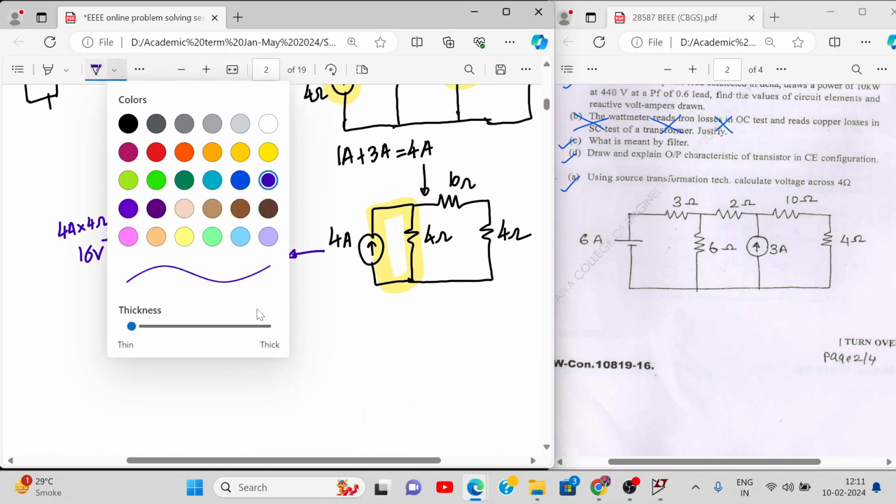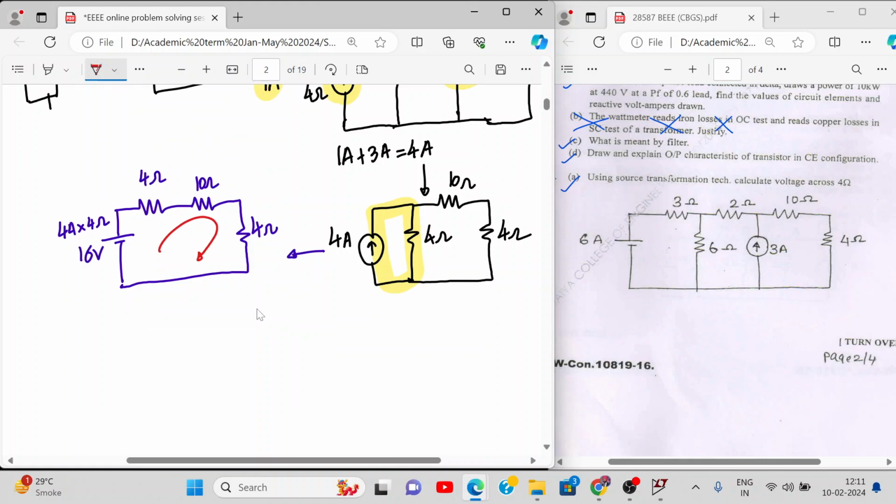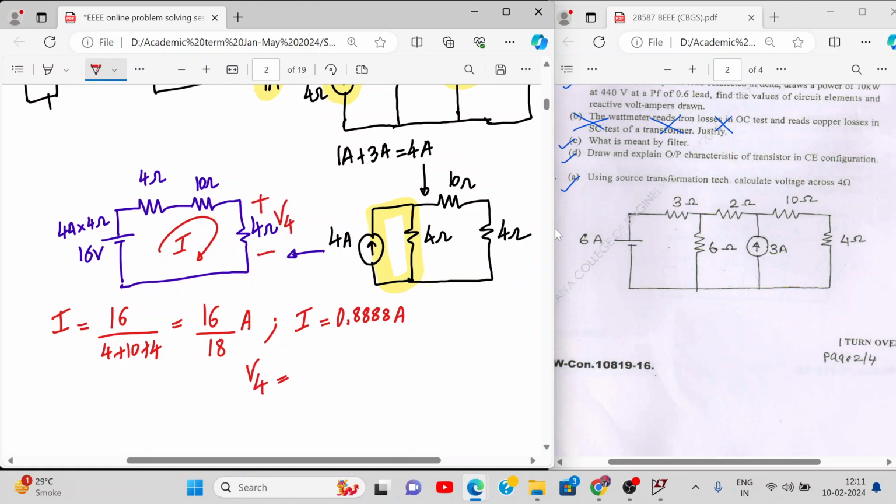Now in this circuit, can I calculate the current in this loop? I, what will be I? 16 divided by 4 plus 10 plus 4. How much is that? 16 divided by 18. So current is how much? 0.8888. Okay. No, but they are asking you the voltage across 4 ohm. So what is this voltage across 4 ohm? V4. This current into 4 ohm, right? So this is 16 upon 18 into 4 ohm. So how much is that? V4.